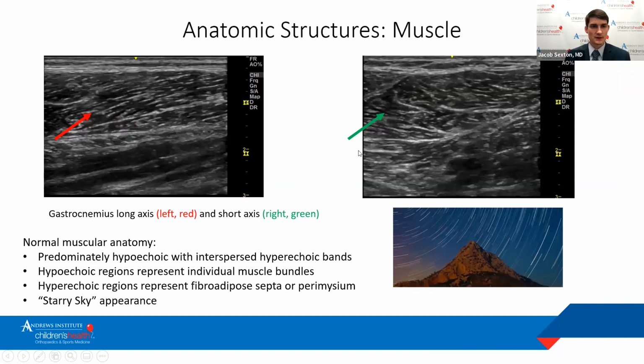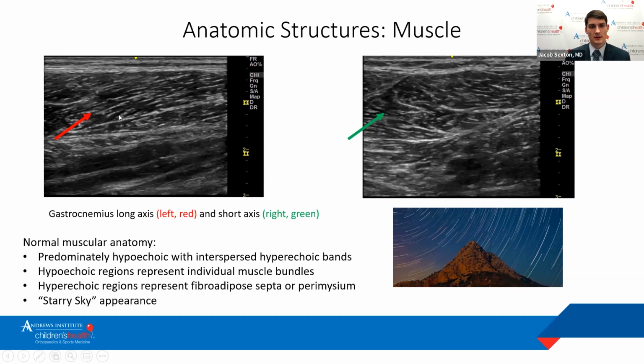In regards to muscles, they are predominantly hypoechoic. They have interspersed hyperechoic bands. The hypoechoic or isoechoic regions represent individual muscle bundles, while the hyperechoic areas represent fibroadipose septa or the perimysium. So that's where all your adipose components, your fascial layers, and those parts of the muscle are located.